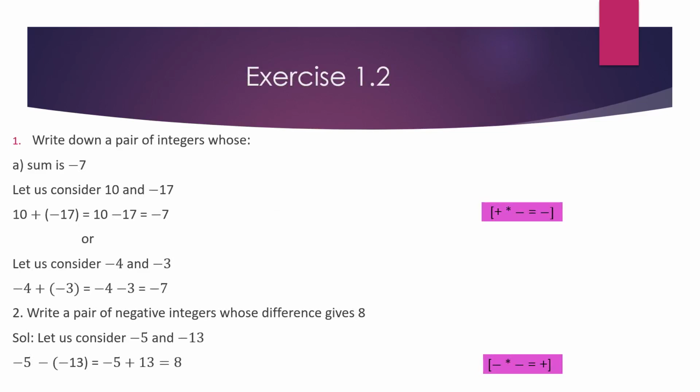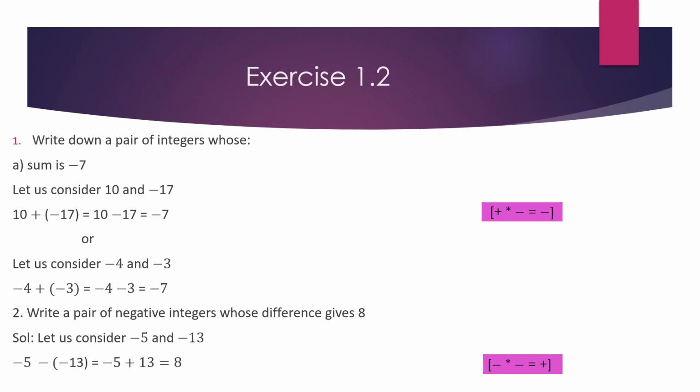Now let us look into two exercise problems. Now here in the first one, they have given, write down a pair of integers whose sum is minus 7. Here they have given us the sum, so we need to add. So children, here we have to consider two numbers. When we add those two numbers, we should get the sum as minus 7.